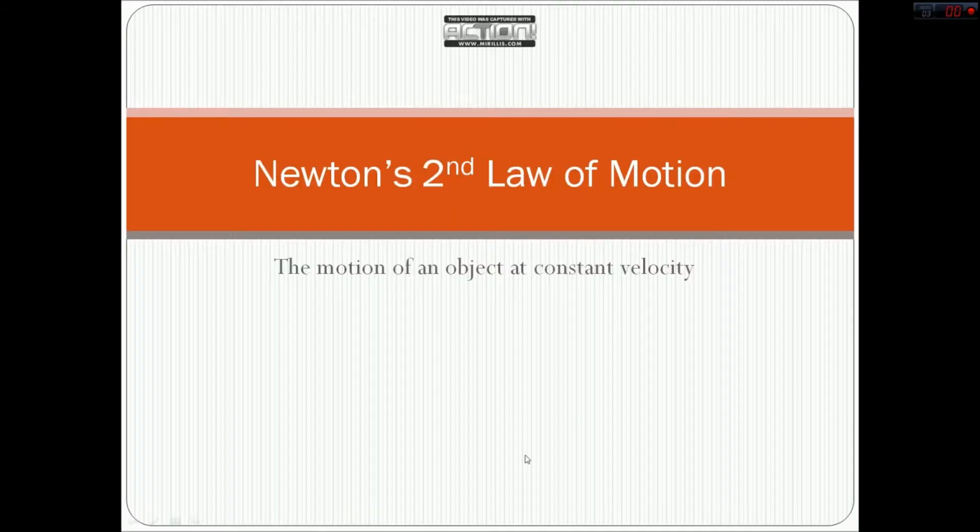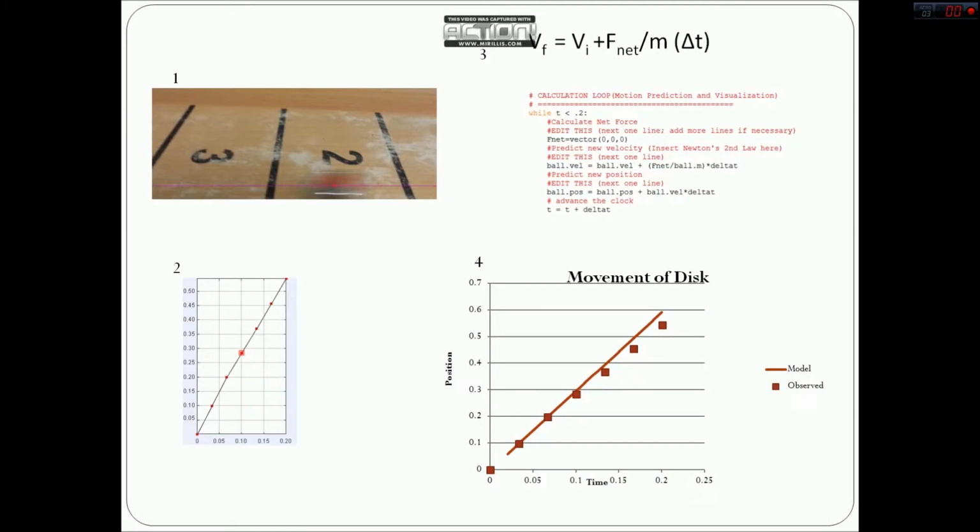The purpose of the lab is to observe Newton's second law of motion using an object moving at constant velocity. To do this, we will observe a shuffleboard disk on a shuffleboard. We will import this video into a piece of software called Tracker.